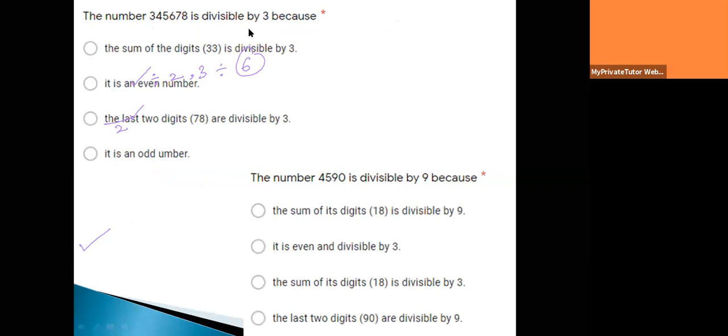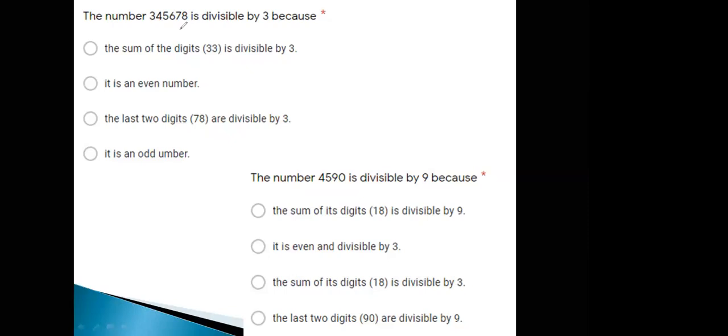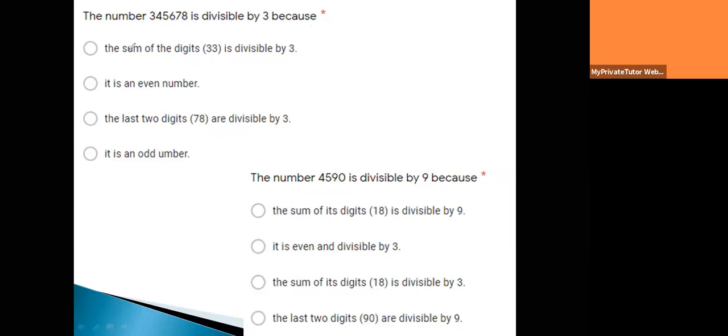Okay, so what do you do in the first question? How does that work? If a number is divisible by 3, what is your basic step? If you want to find whether 345,678 is divisible by 3, you have to add up all the digits. Sum of the digits. The first one, excellent. So if we add, we'll get 33. That's what I have written there.